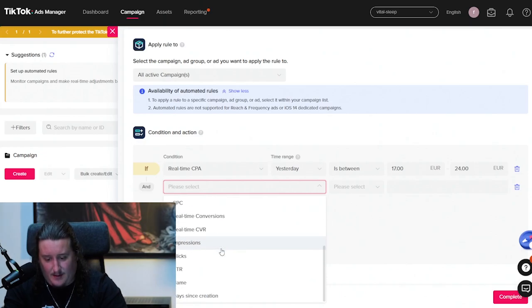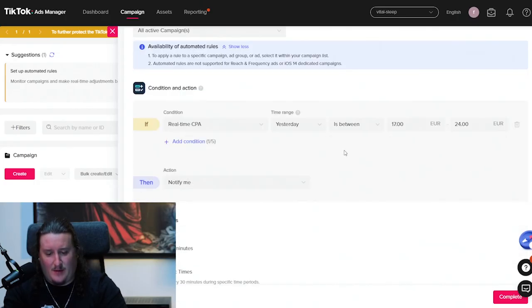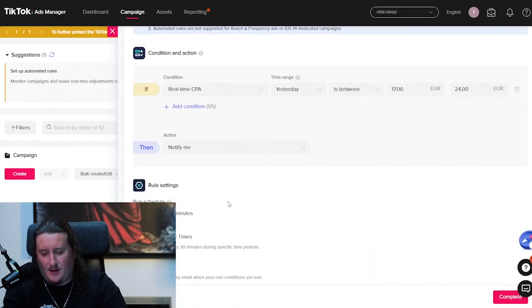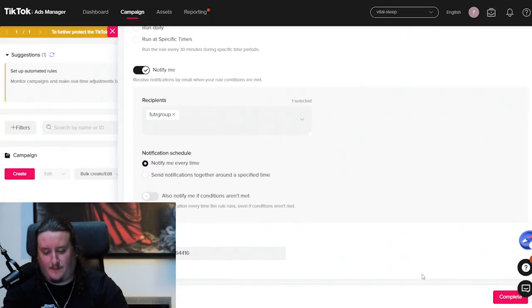Where is it here? It would have to be a separate campaign. My bad, I thought it would allow me to double down on it, but it's not. Then turn off, run every 30 minutes. Notify every time. Also notify me if conditions aren't met.